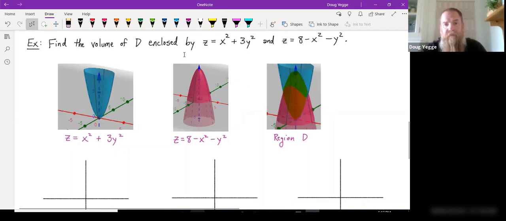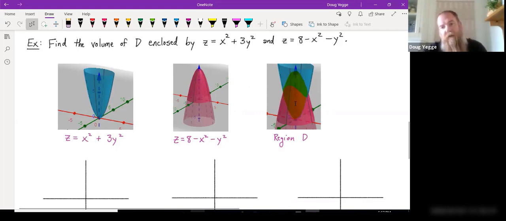So let's say that we wanted to find the volume enclosed by these two paraboloids. Okay, x squared plus 3y squared is opening upwards here. We could see that 8 minus x squared minus y squared is a paraboloid opening down. And so if you were to look at the region enclosed by both of those, it would be this kind of greenish region right in here. And we'd like to find the volume of that solid.